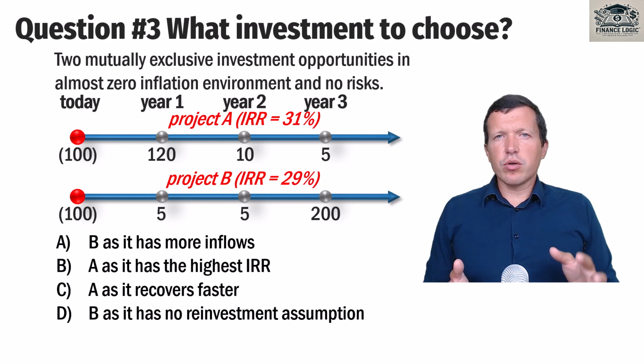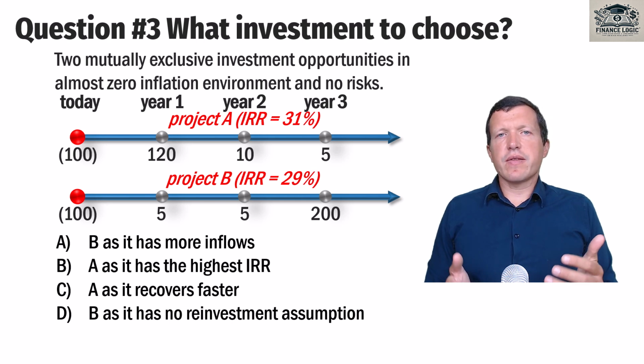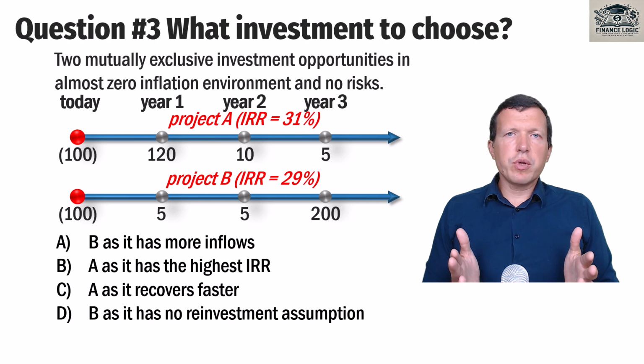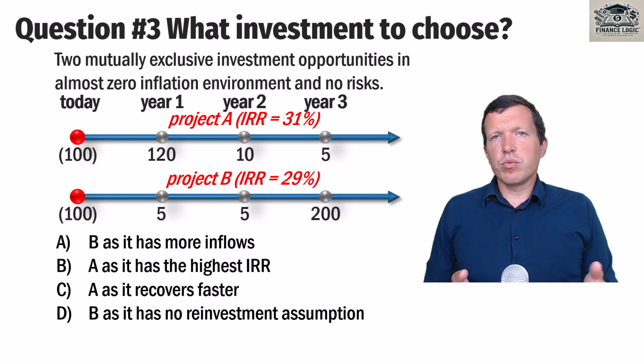Let's take a look at option B. Option B says that A is better as it has the highest IRR. IRR should not be used in making decision when we select between two mutually exclusive projects. That is why B is not the right option.